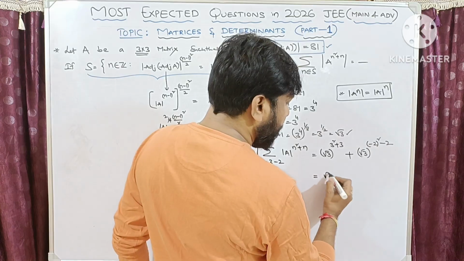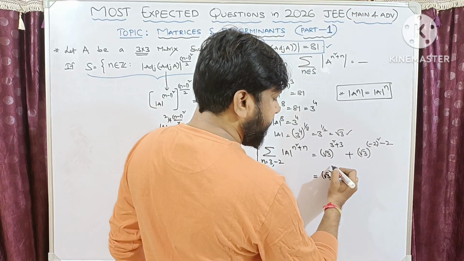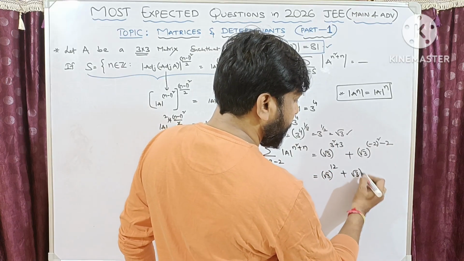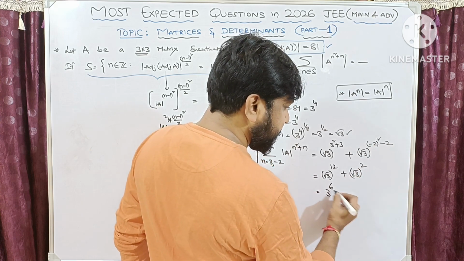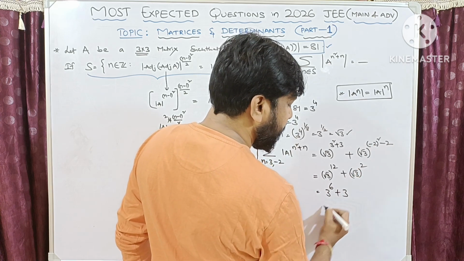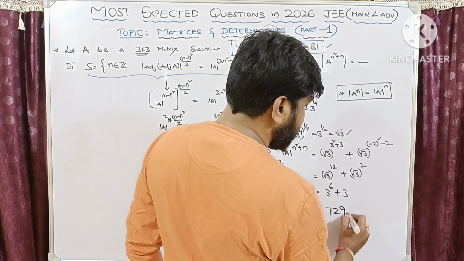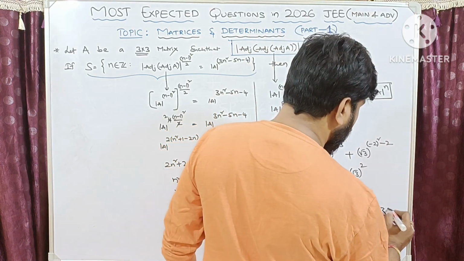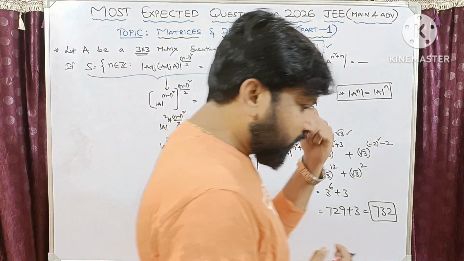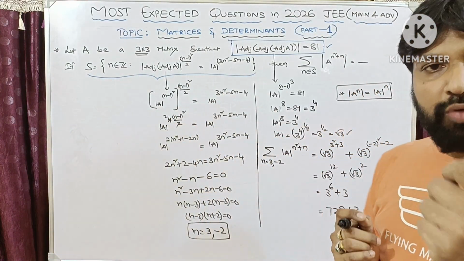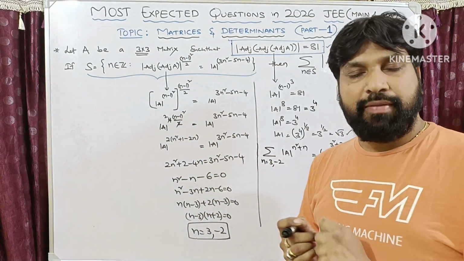So root 3 whole power, 3 square is 9, 9 plus 3 is 12, plus root 3 whole to the power of 4 minus 2, which is nothing but 2. Root 3 whole power 12 means 3 power 6, and root 3 whole square means 3. The 3 power 6 value is 729, plus 3, that is nothing but 732, friends. This is your answer. So this model is very easy by knowing the small formula, that is determinant of adjoint A equal to det A power n minus 1.